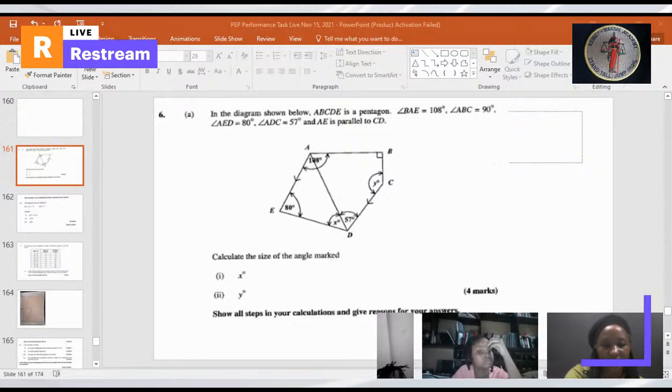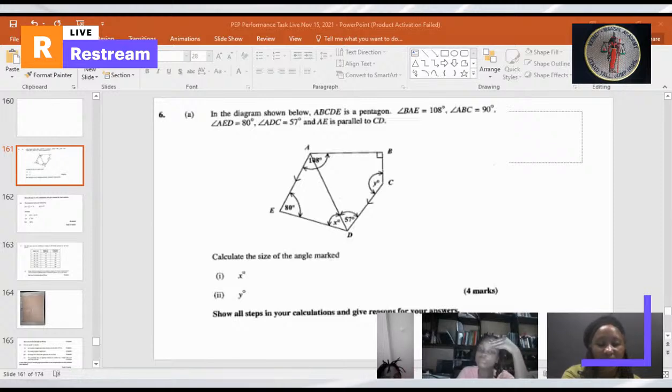So we're focusing on the triangle. We know one angle is 57. We know the other one is what? 80, right? Yes, Miss. So add the 57 and the 80, take it from 180, and you will get X. So 147 from 180, so it would be 43. Yes, so X is 43 degrees.